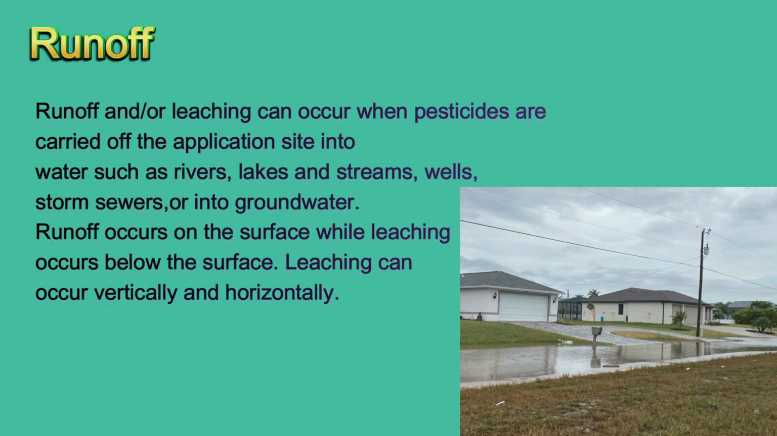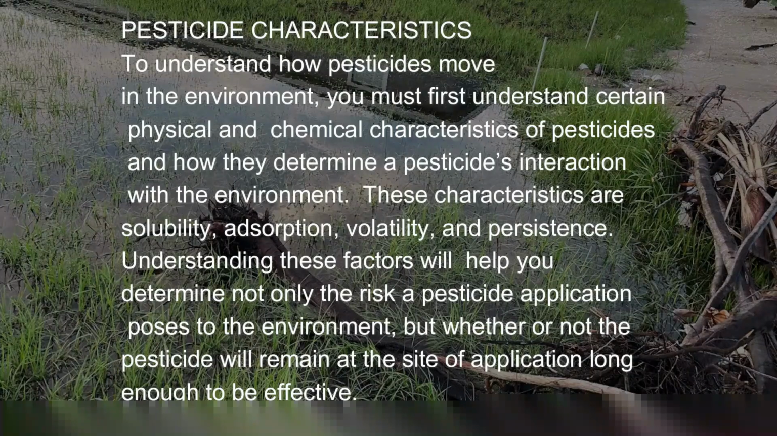Runoff. Runoff and/or leaching can occur when pesticides are carried off the application site into waters such as rivers, lakes, and streams, wells, storm sewers, or into groundwater. Runoff occurs on the surface while leaching occurs below the surface. Leaching can occur vertically or horizontally.